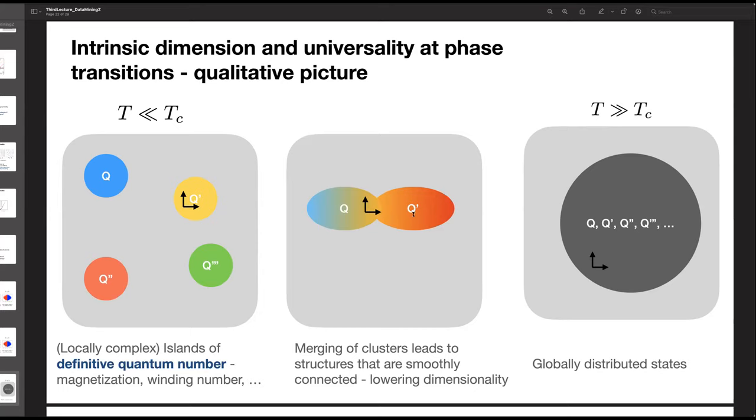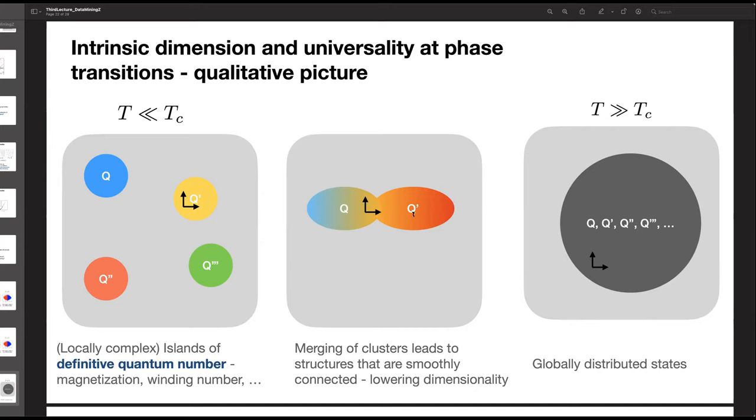Now, what happens close to criticality is that a given number of these clusters, actually all of them in a specific manner, start merging because they start being composed of states which are very similar to each other. And in doing so, the important degree of freedom here is not anymore the local ones, which are typically very large, but is the global one defining the changes of quantum numbers. So this implies that the intrinsic dimension close to criticality, where these clusters start merging, is somehow minimal. It's minimal in the sense that it's now describing only how these quantum numbers change. So this is the qualitative picture that we get.